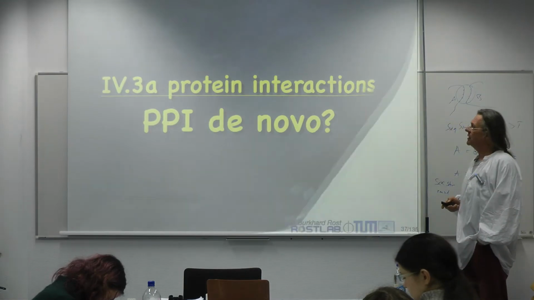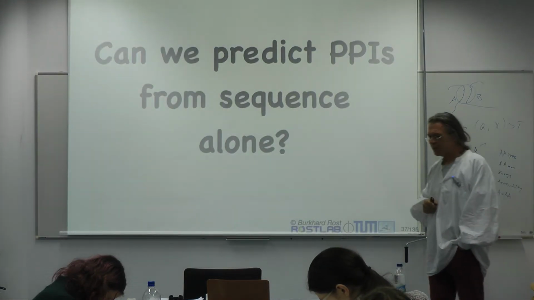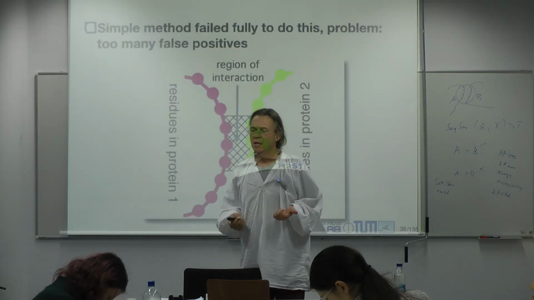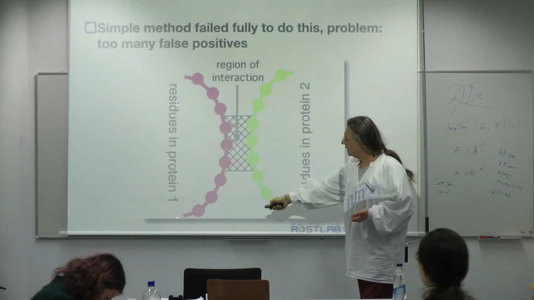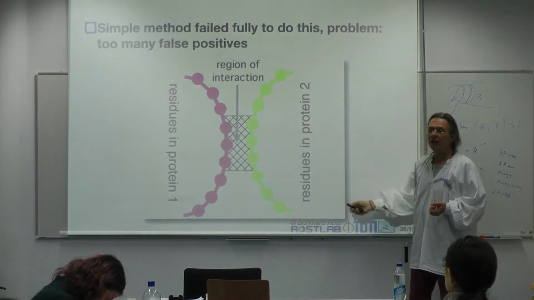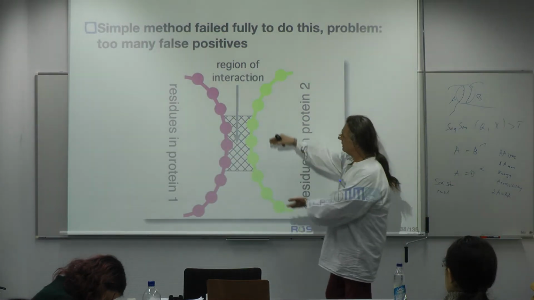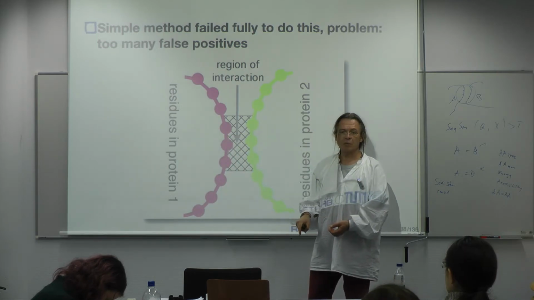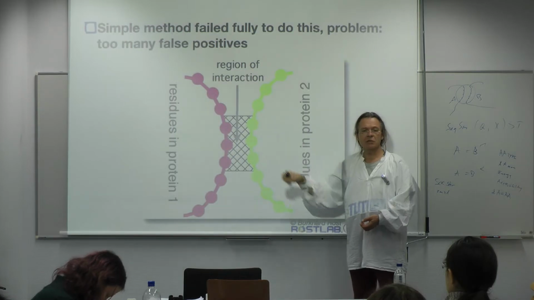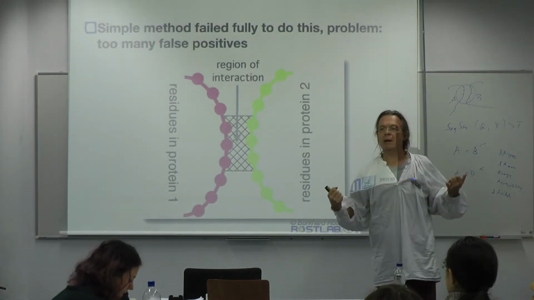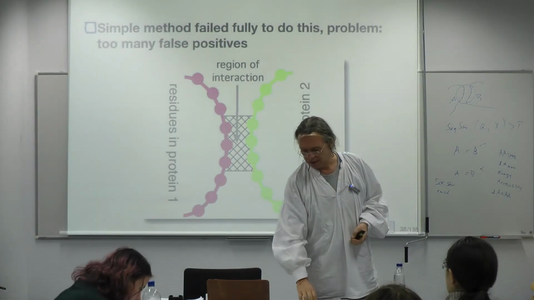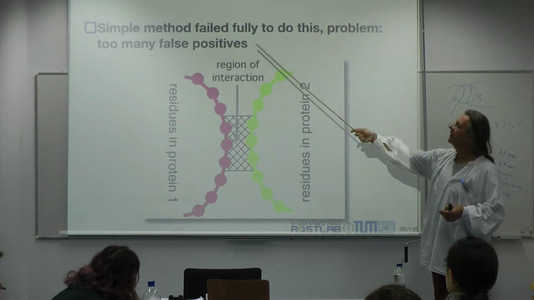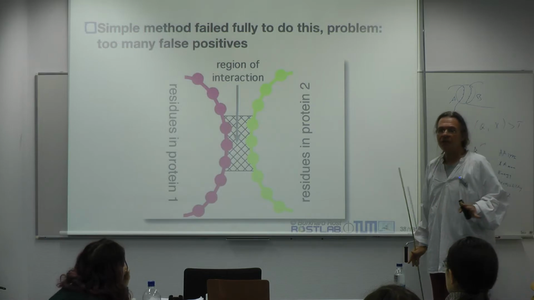Okay, let's go to the simplest way of predicting protein-protein interactions. And the simplest way is this one. I take one protein, I take another protein, I take a machine learning device, and I simply learn, in this particular case, 3 consecutive residues in one protein and 3 consecutive residues in the other protein, and I ask myself, do they bind? And I do machine learning on that. In fact, this is the first method that I tried about 20 years ago, and it completely failed.